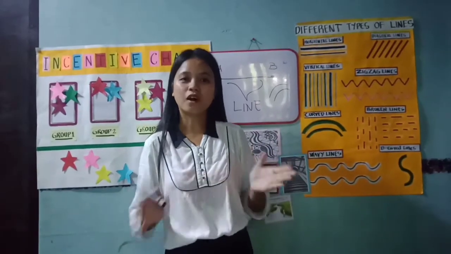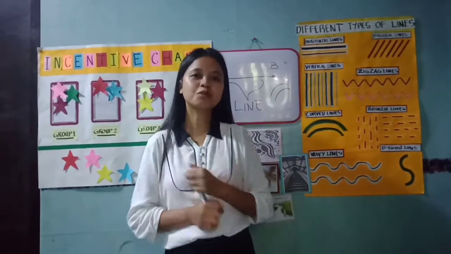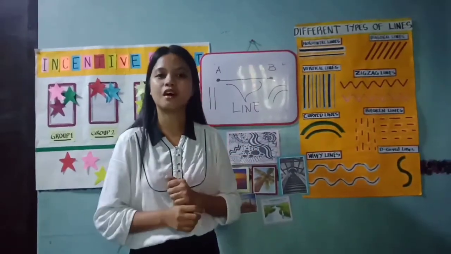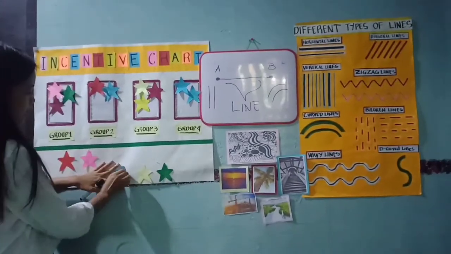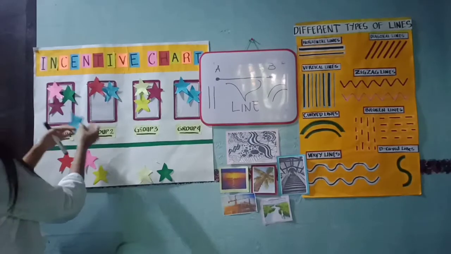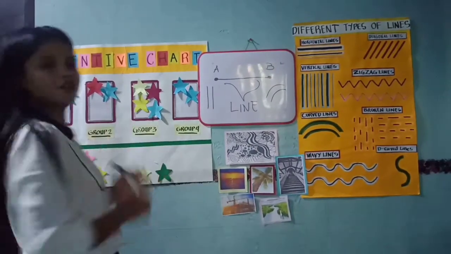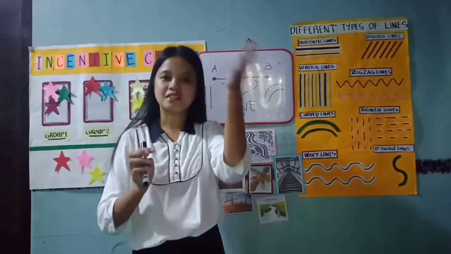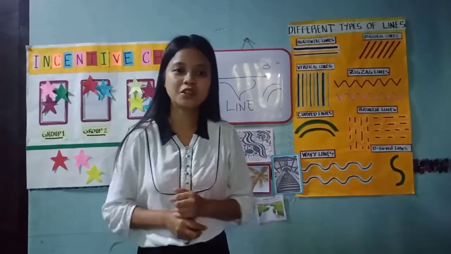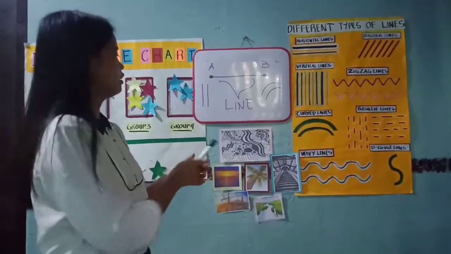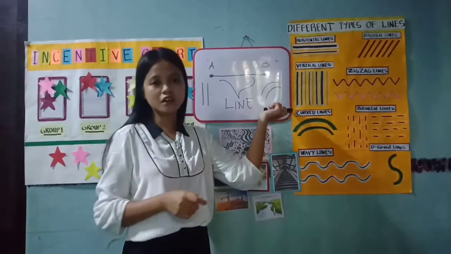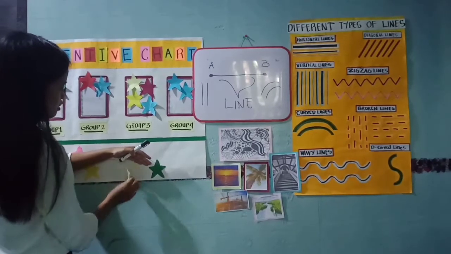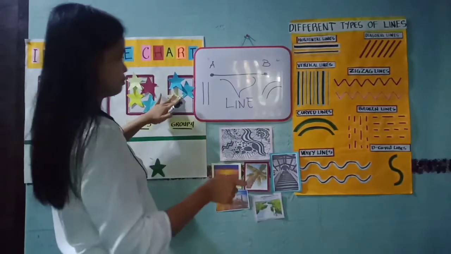So again, what is line? Yes, group 3. Very good. Line is one of the most important art elements. So let's add a star for your group. Okay, group 3. So what are the two groups of line? Yes, group 4. Very good. The two groups of line are the straight line and the curved line. So let's add a star on your notebook.